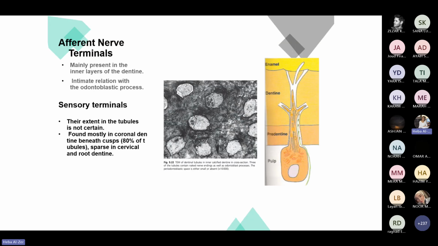The second component is the afferent nerve terminals and the sensory terminals. As you can see here, the afferent nerve terminals go in a close relation with the odontoblast entering the dentine. If you take a cross section like here, you can see the odontoblastic process with the nerve terminals. That is going to be discussed again in the pulp lecture and practical module.